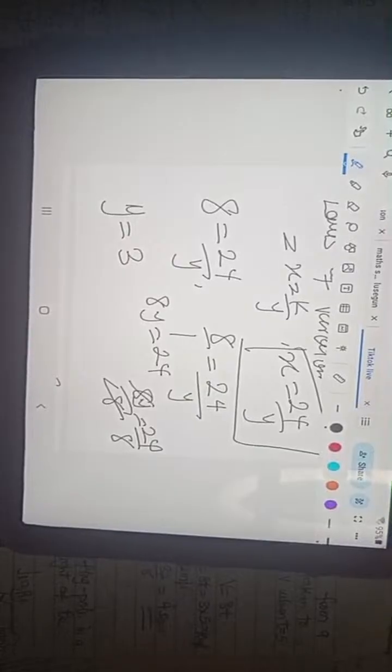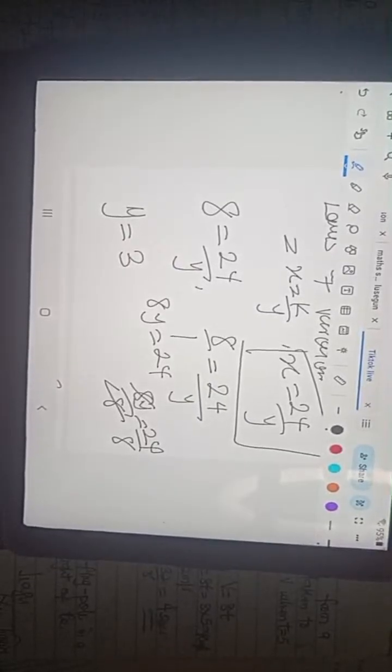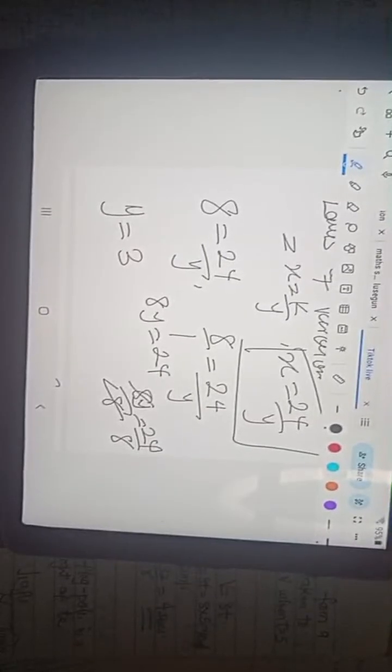So that is all. Y is equal to 3. So that is just the value of y, which I have been able to solve.